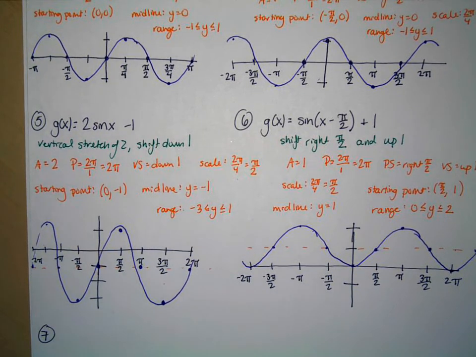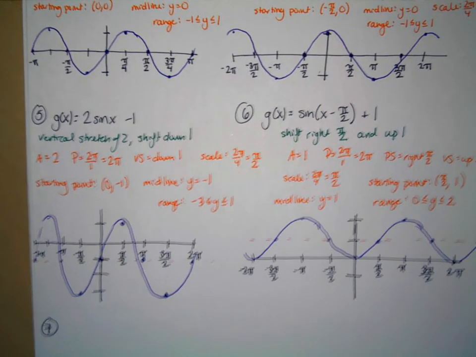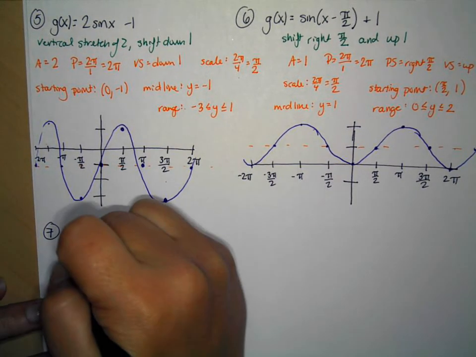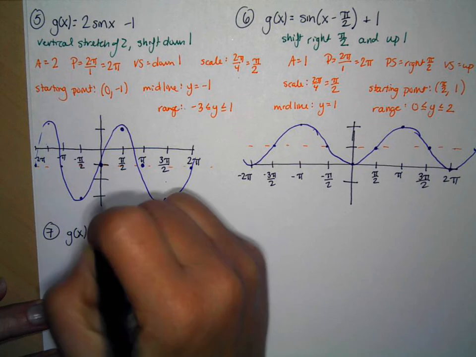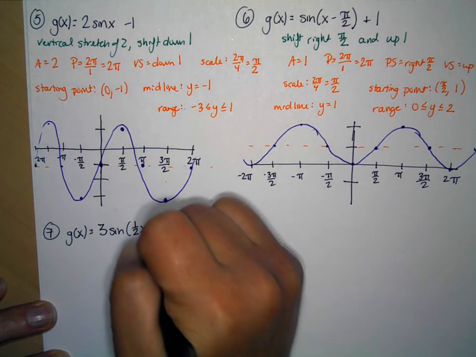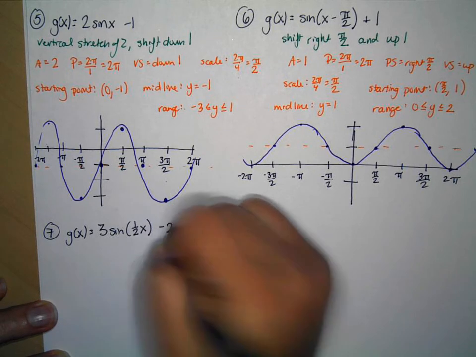We're going to do one more example if you're still following along. This will be the last one. This time we're going to graph g of x equals 3 sine of 1/2 x, minus 2.